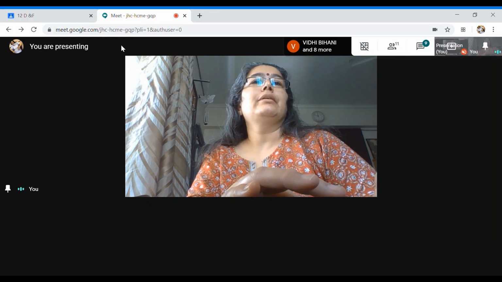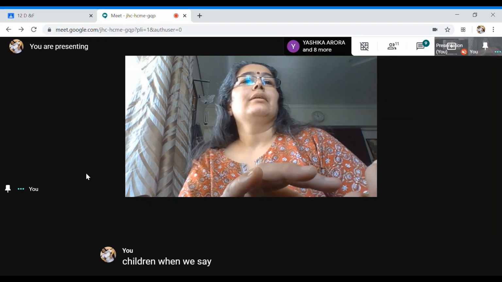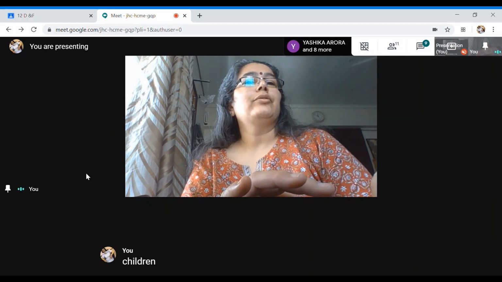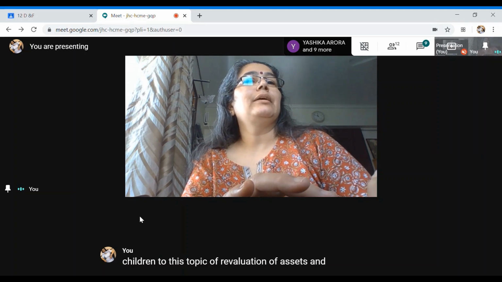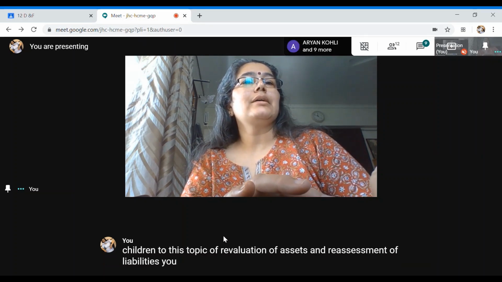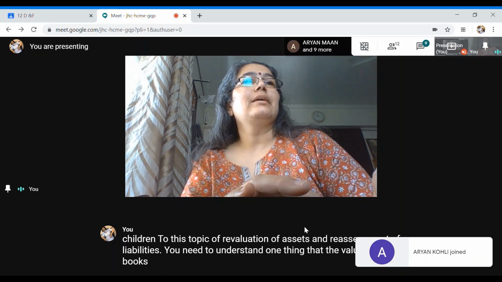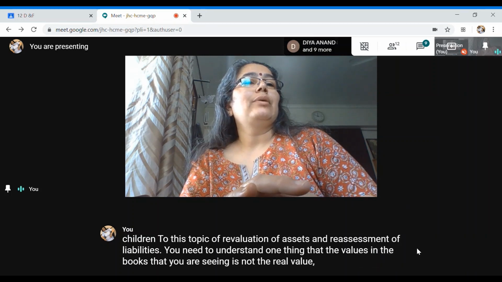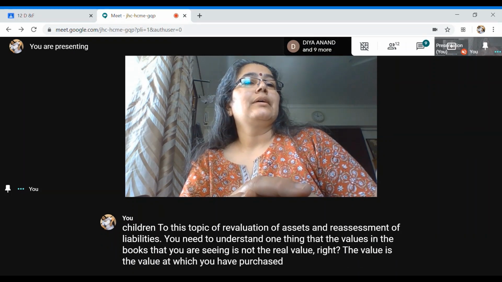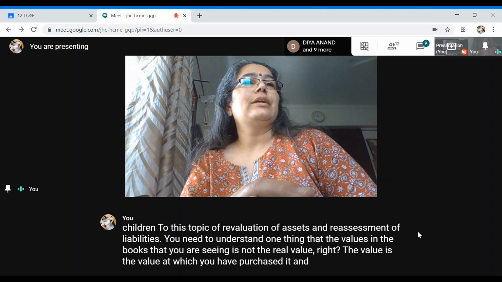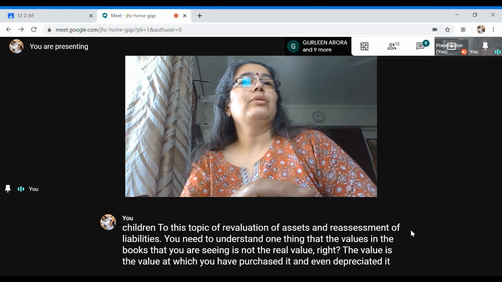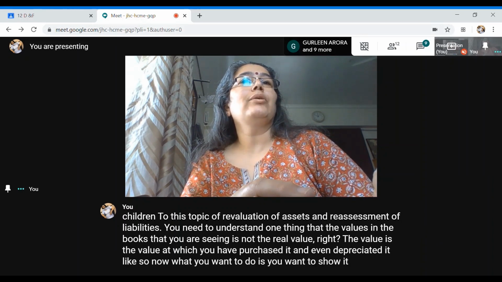So children, when we do this topic of revaluation of assets and reassessment of liabilities, you need to understand one thing: the values in the books that you are seeing are not the real value, right? The value is the value at which you have purchased it and even depreciated it. So now what you want to do is show it at the real value. So how do you do that?